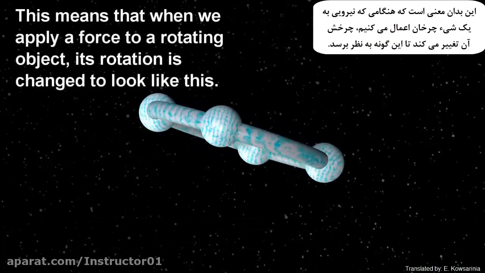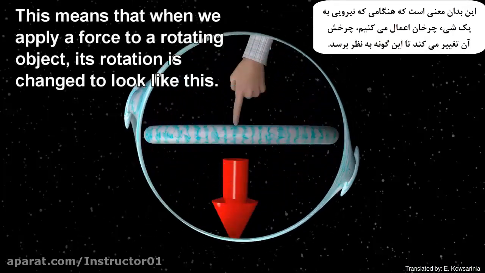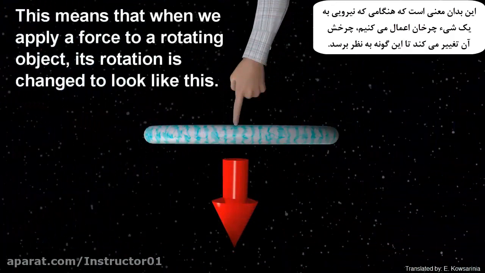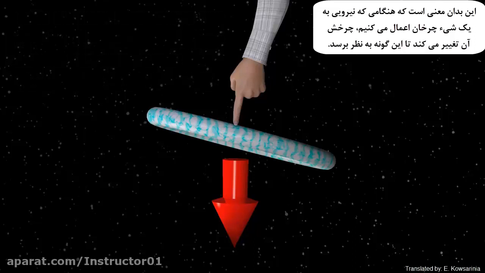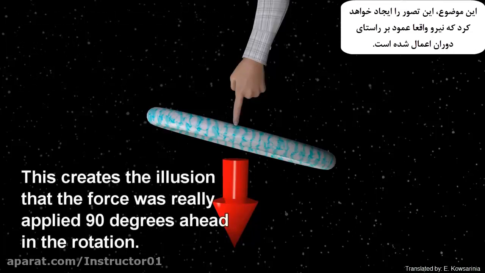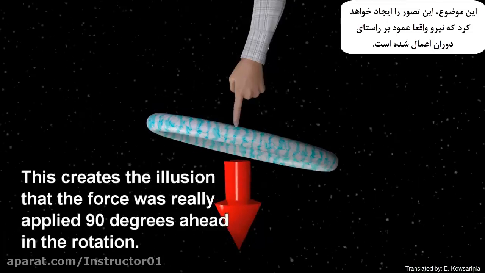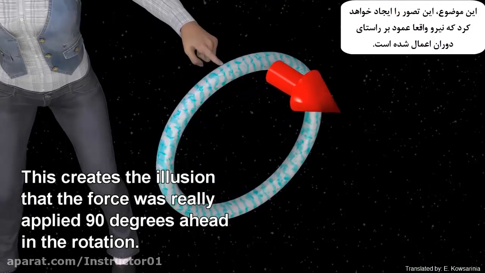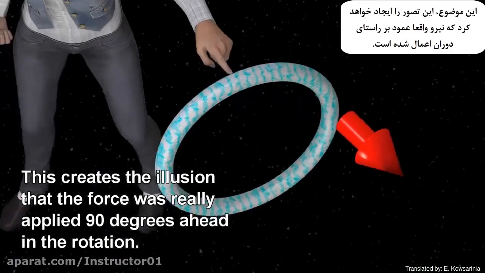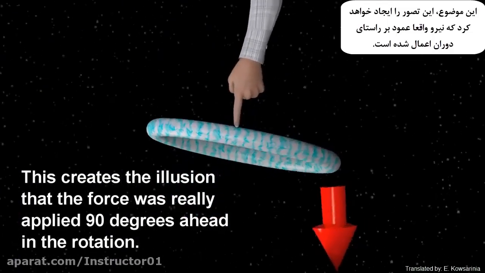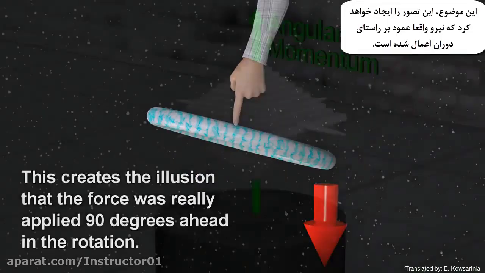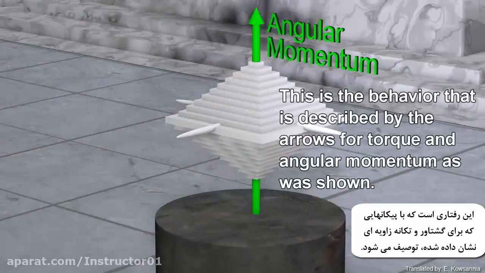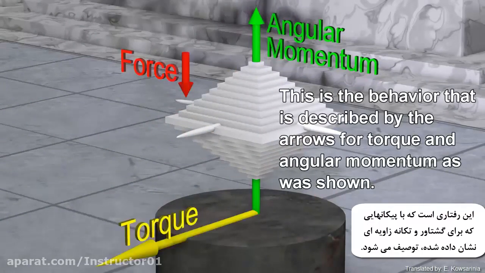This means that when we apply a force to a rotating object, its rotation is changed to look like this. This creates the illusion that the force was really applied 90 degrees ahead in the rotation. This is the behavior that is described by the arrows for torque and angular momentum, as was shown.